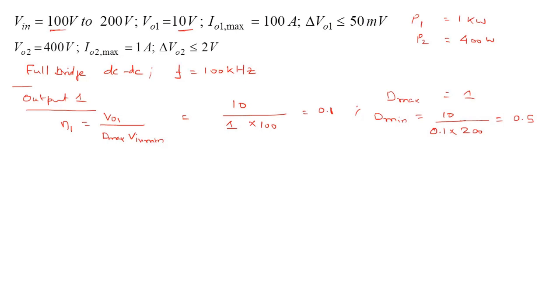for the first output. L1 for the output 1 filter inductance. The formula is VO1 minus DTS. For a full bridge, the frequency is effectively doubled. So we use 1 minus the minimum D, times TS over 2, divided by the delta IL1. So we'll also make a choice for delta IL1 to be 10% of the IO1 max. So that's 0.1 times IO1 max of 100 amperes. That'd be 10.